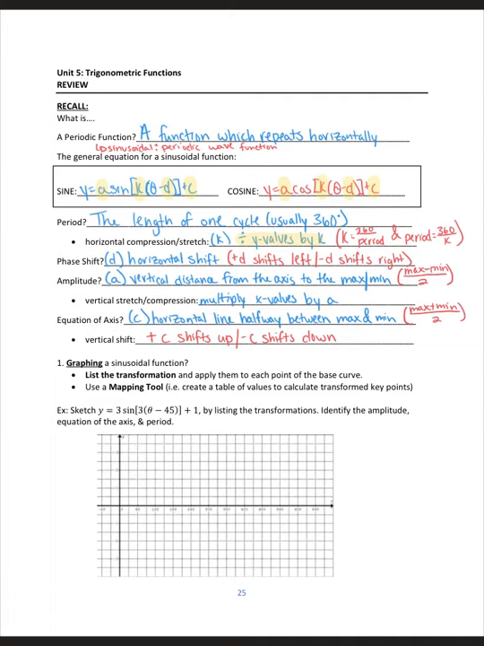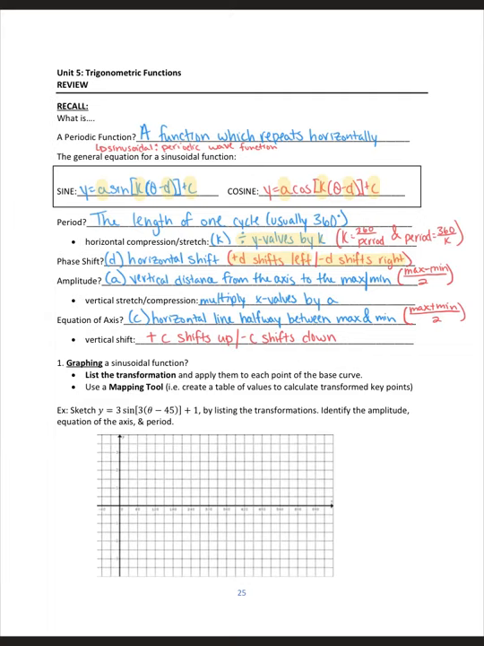The next transformation is a horizontal shift. So that is how much we're moving left to right. And the important part here is to remember that if it's a plus d, it shifts left. And if it's a minus d, it shifts right. So within the equation, if it's plus or minus.